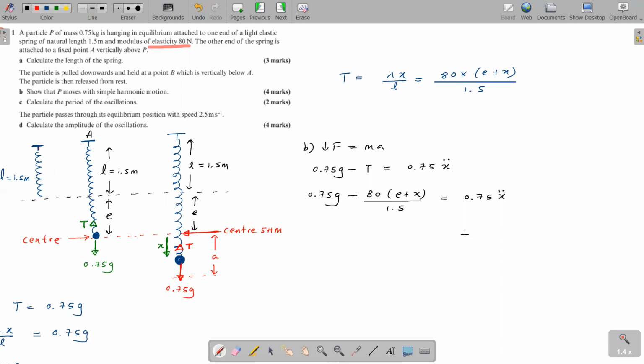Are you with me? Now we need to try to prove the characteristic simple harmonic motion equation. Shall I expand the bracket here with 80 over 1.5? I'll take 80 over 1.5 as one term and expand this bracket with 80 over 1.5. So what do we get here? 80E over 1.5 minus 80X over 1.5 equals 0.75 X double dot. Are you with me?